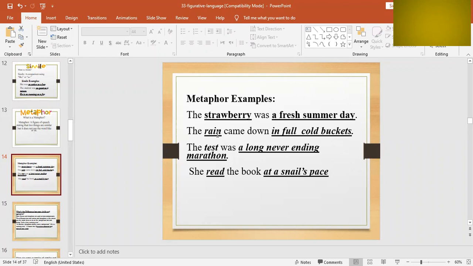In full cold buckets, which means that it was very, very heavy. It was not drops, but full cold buckets. This is what a writer wants to communicate, that the rain was very heavy. Imagine it in your mind.